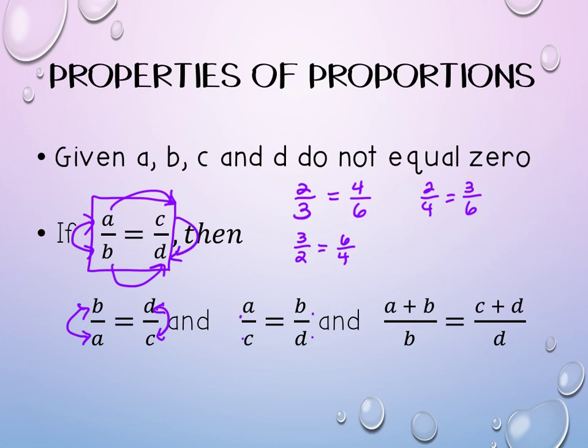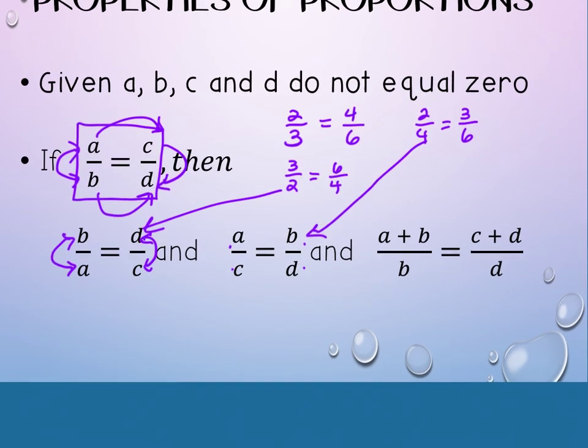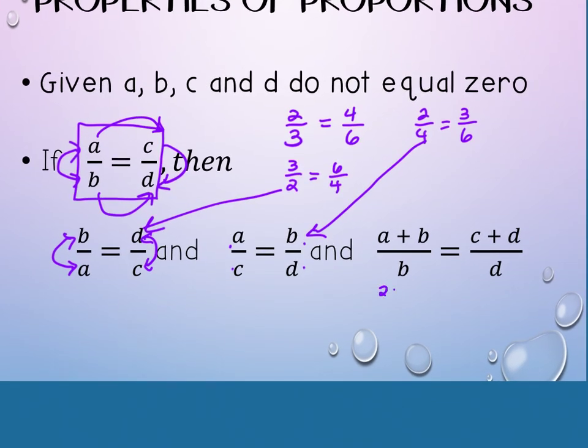And then the last one is the denominator addition. So I take the numerator, I add what's in the bottom, or the denominator, to it and keep it over the denominator on both sides. So this is this one, this is this one. And if I did that with the same ratio, it'd be 2 plus 3 over 3 would equal 4 plus 6 over 6. Which becomes 5 over 3, 10 over 6, which is also 5 over 3. So those are the 3 ways that you can change a proportion.